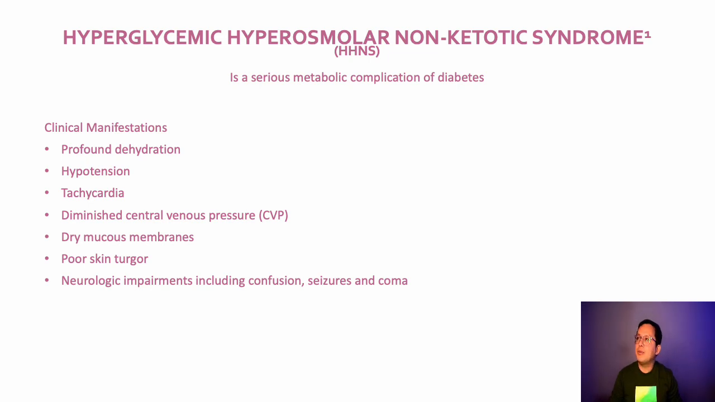Next is clinical manifestations. So clinical manifestations are profound dehydration. So for HHS: profound dehydration, hypotension, tachycardia, diminished central venous pressure (CVP), dry mucous membranes, and poor skin turgor, and neurologic impairments including confusion, seizures, and coma.